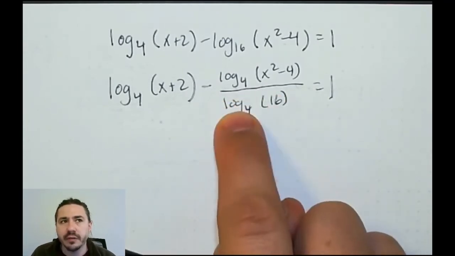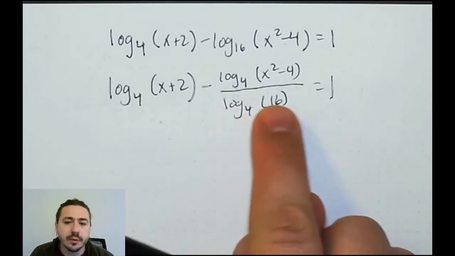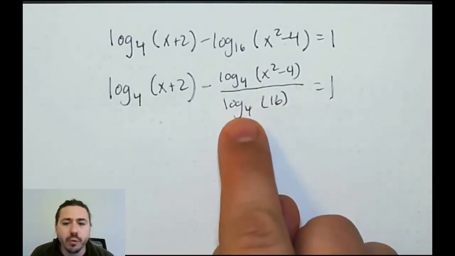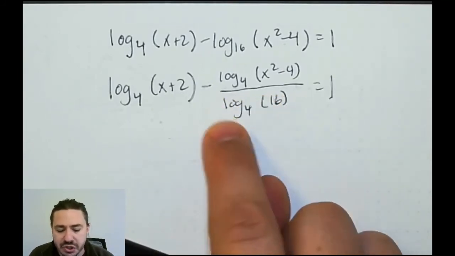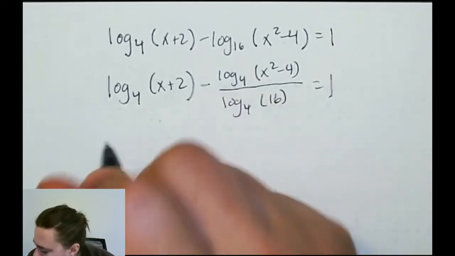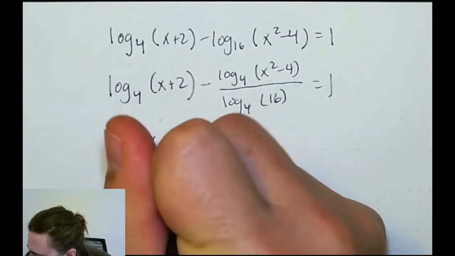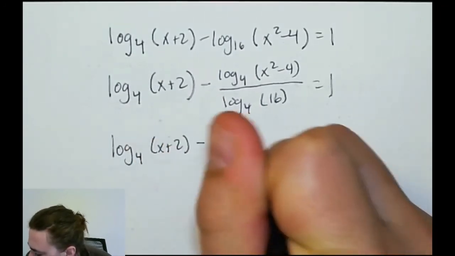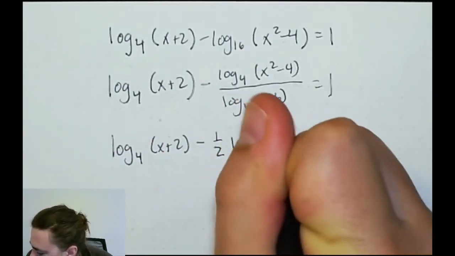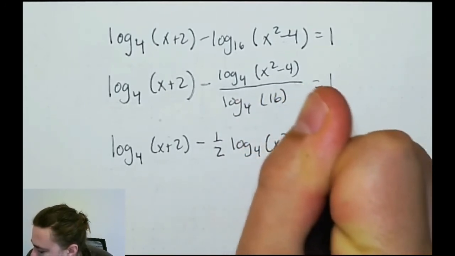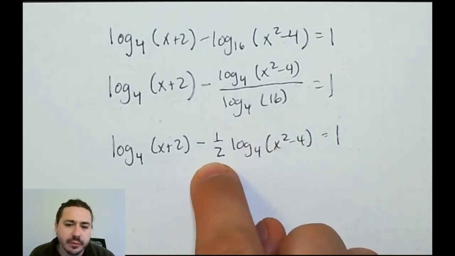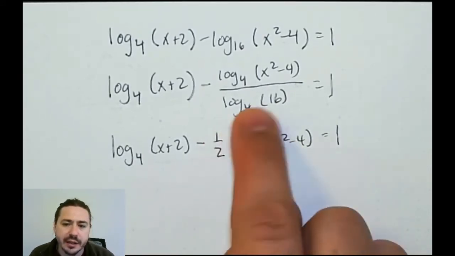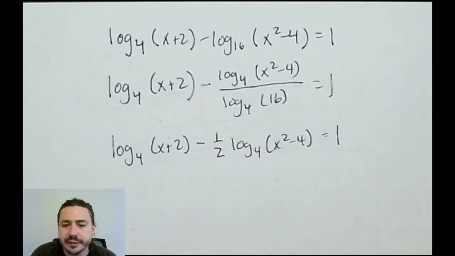Now this one works out nicer than some because log base 4 of 16 is something we can evaluate pretty easily. So 4 to what power is 16? Well, 4 to the second power is 16. So this denominator is just 2. So I'm going to clean this up just a tad here and say that I've got 1/2 times log base 4 of x squared minus 4 equals 1. It'd be this divided by 2, but I don't really like having big fractions, so I'm just going to write it like this.